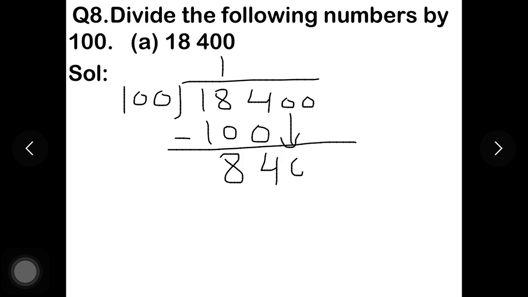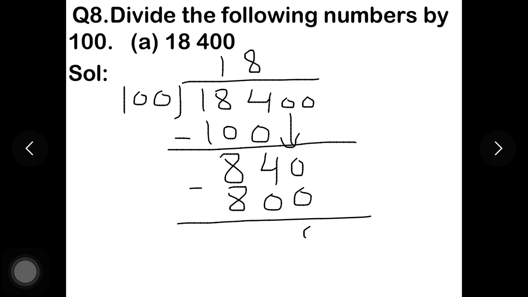Next digit is 0. 101 is 100, 102s are 200, 103s are 300, 104s are 400, 105s are 500, 106s are 600, 107s are 700, 108s are 800, 109s are 900, that is greater value. So 108s are 800. Now subtract. 0 minus 0, 0. 4 minus 0 is equal to 4.